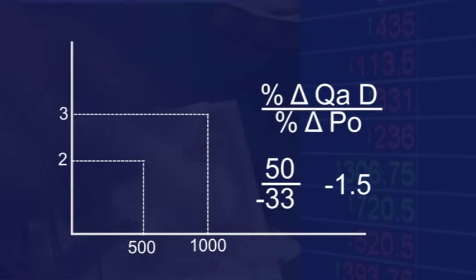It's somewhere around about minus 1.5. What does that number mean? For every 1% fall in the price of oranges, we're going to get a 1.5% fall in the quantity of apples demanded.